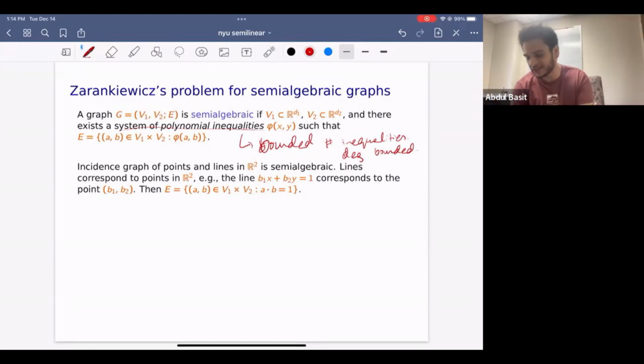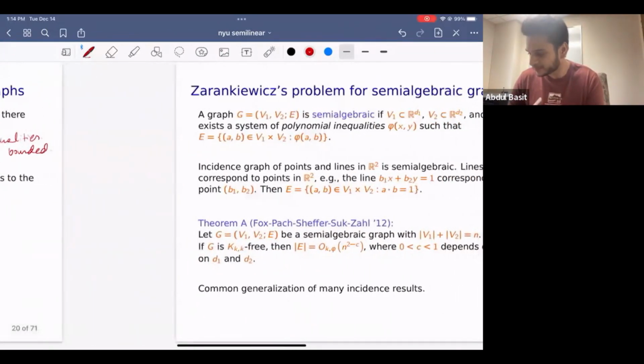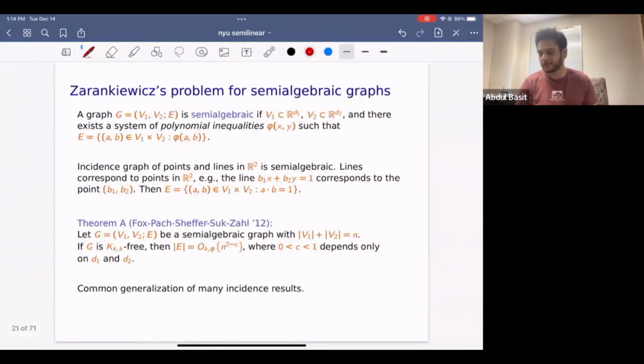So the point-line incidence graph is semi-algebraic. And then there's this big theorem of Fox, Pach, Sheffer, Suk, and Zahl. It says, if you have a semi-algebraic graph, and I did need to say that the degree and the number of inequalities are bounded. So if I have a semi-algebraic graph and it's K_{k,k}-free, then the number of edges is bounded by n to the 2 minus some constant. And this constant only depends on d1 and d2, right?